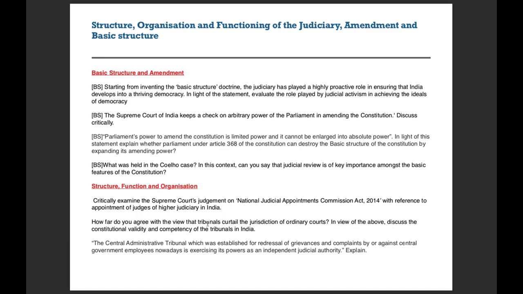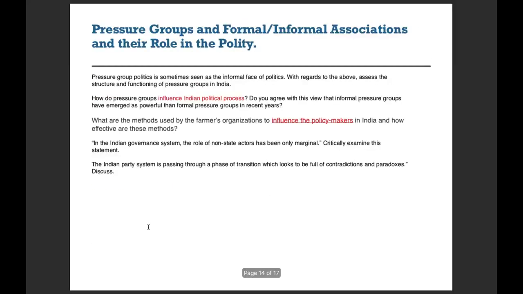Then how the tribunals function, and what the position of tribunals is from the judiciary's perspective. Then there is a question on the Central Administrative Tribunal. These are all questions on the judiciary, which are fundamental questions we need to understand when we study the judiciary portion. Then come the pressure groups, formal and informal.